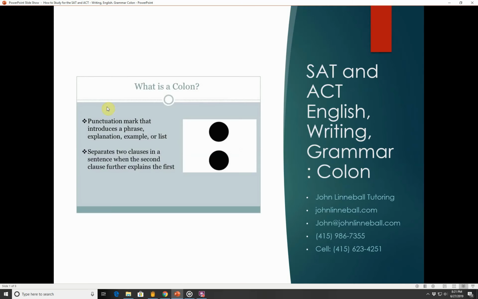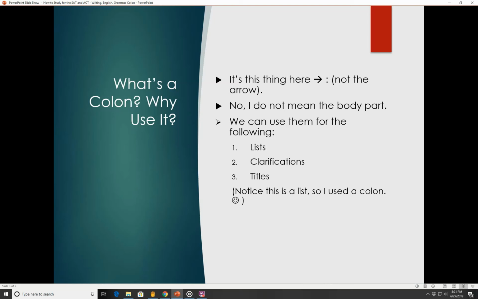So going back to the first slide here, what is a colon? A colon is a punctuation mark that introduces a phrase, explanation, example, or a list. It separates two clauses in a sentence when the second clause further explains the first. So again, what's a colon? Well, it's this little thing here, not the arrow. And no, I don't mean the body part.